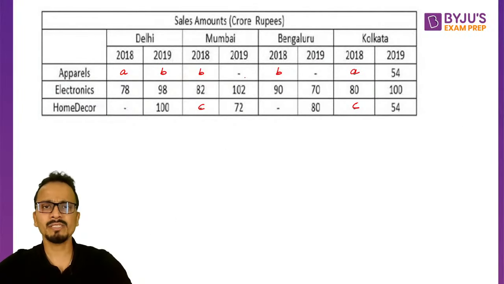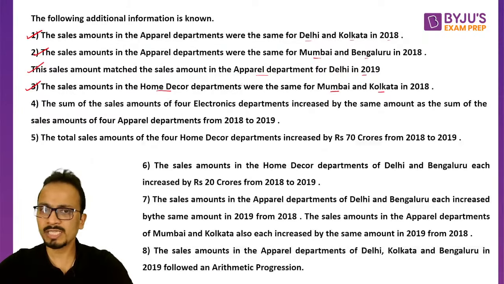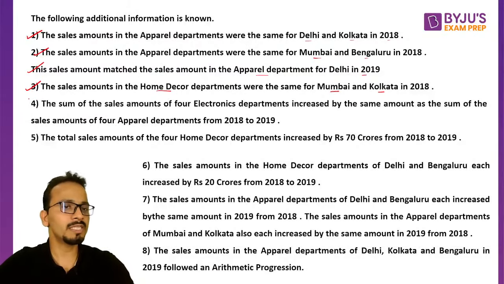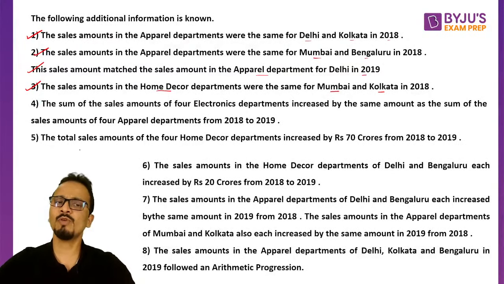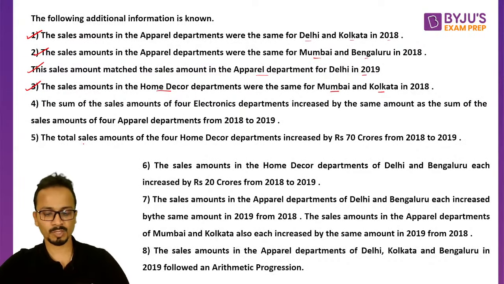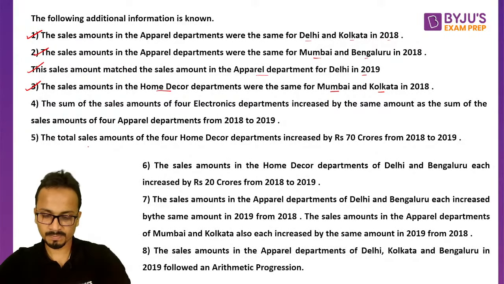Now, since in apparels we have some blanks, right now I'll not be using this statement. I'll be keeping this statement on reserve and we'll move on to the 5th statement. Okay, clear? All right. Now let's look at the next statement. Let me see.